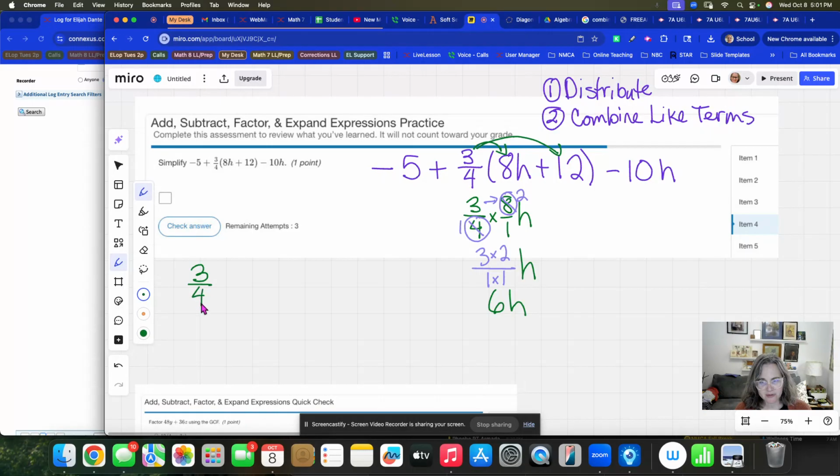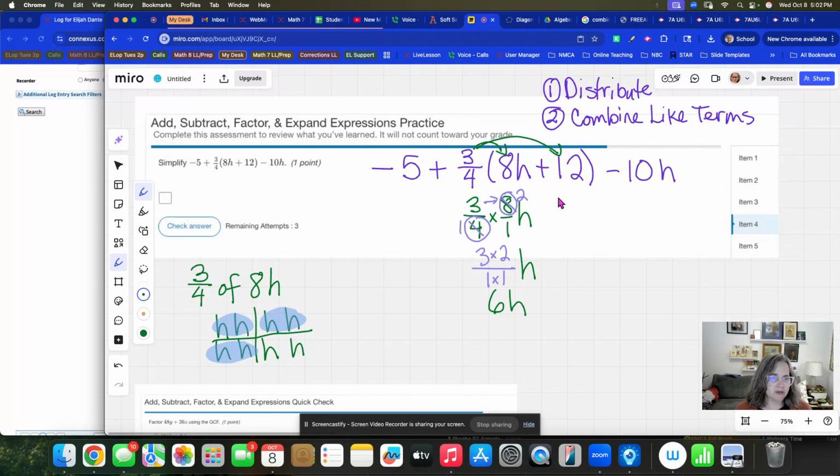If you have 3/4 of 8 h's, that looks like this: H, H, H, H, H, H, H, H. If I want 3/4 of that, if I split this into 4 groups of h's and take 3 of them, I want these, these, and these, and altogether that's going to be 6 h's. So same answer, did it by drawing a picture.